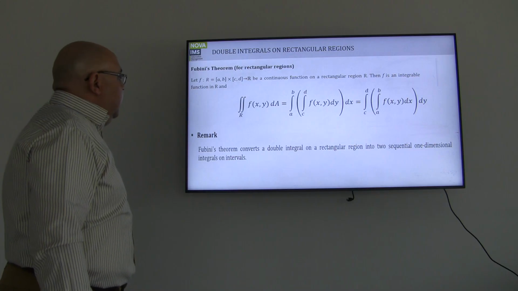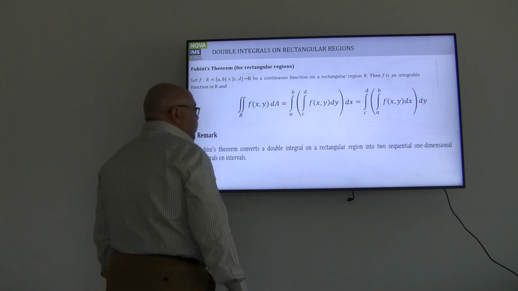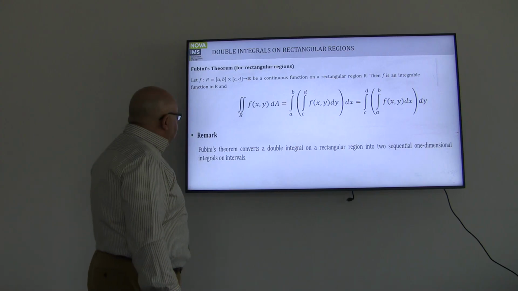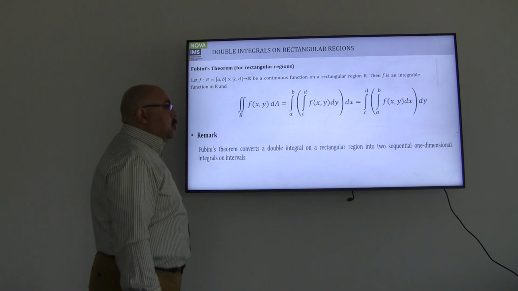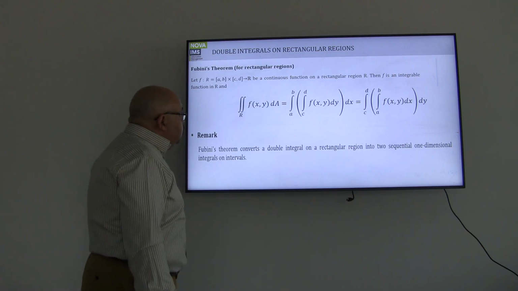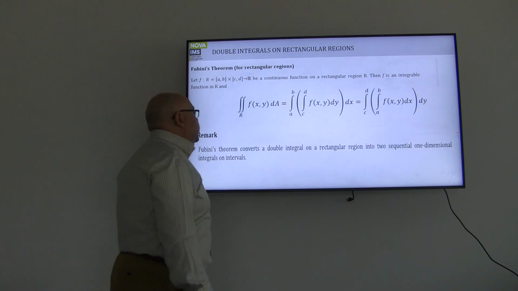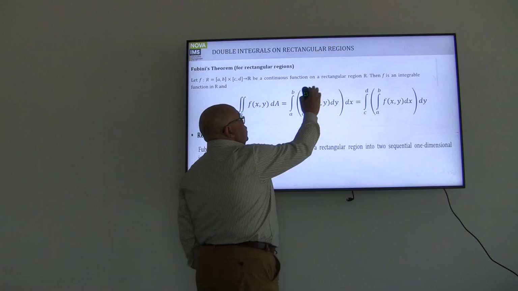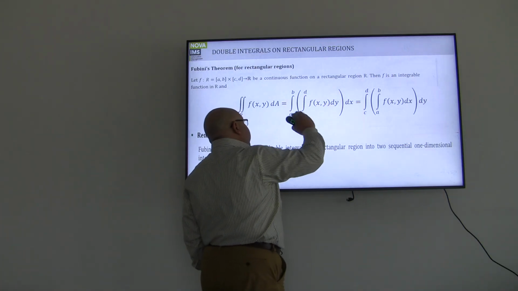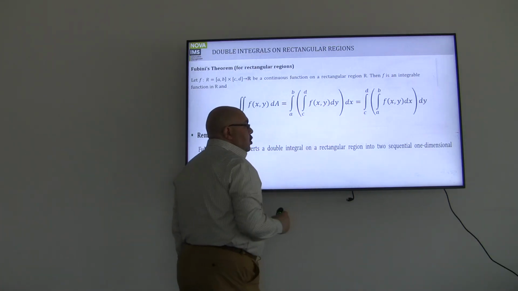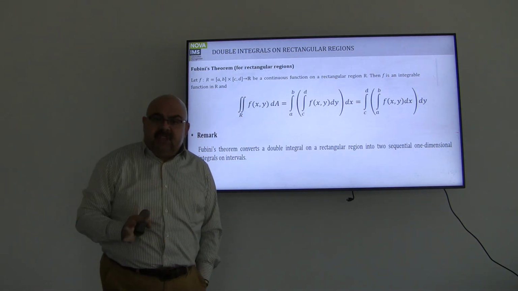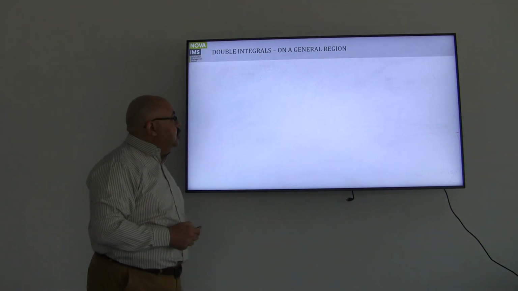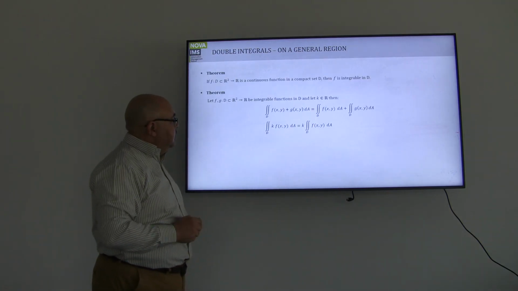Fubini's theorem converts a double integral on an integrable region into two sequential one-dimensional integrals, which means I can integrate each one of them separately. So I will integrate first. It's like integration by parts. I will integrate first with respect to dy, then the result will be integrated with respect to x, with the same concepts that you know for integration by parts, and vice versa.